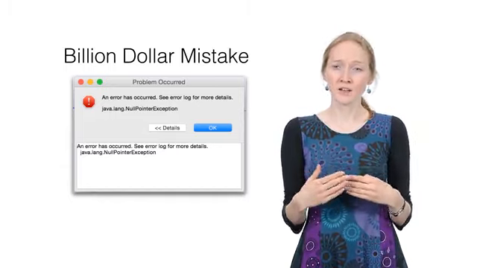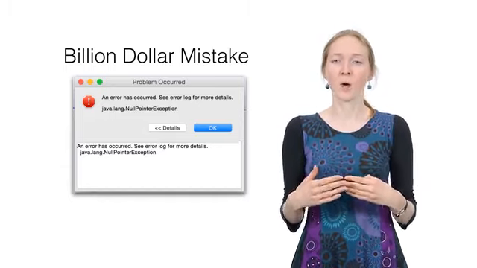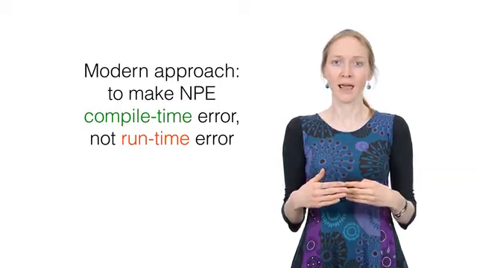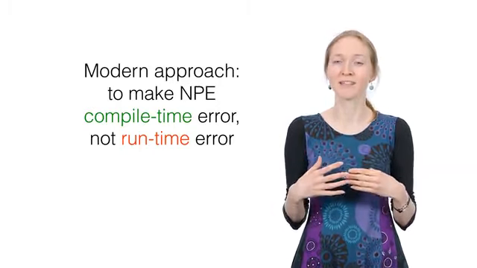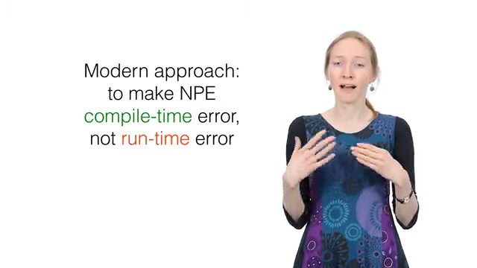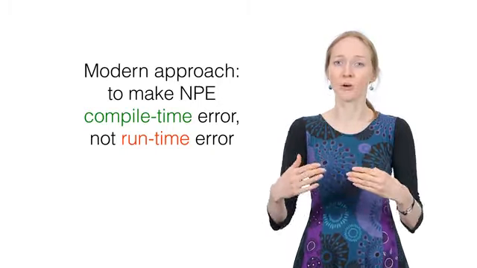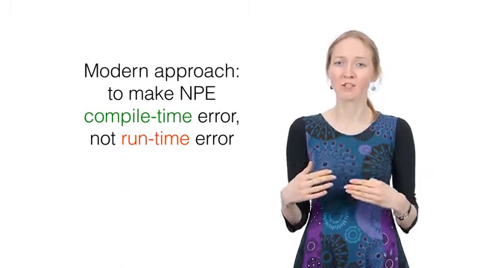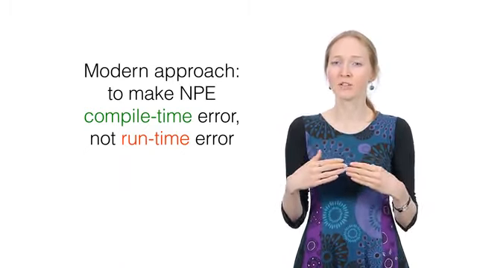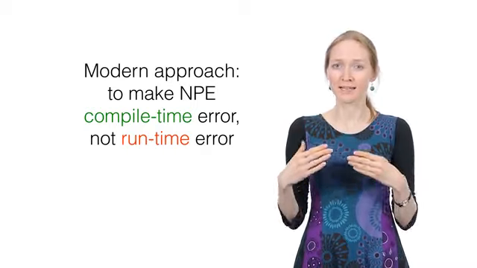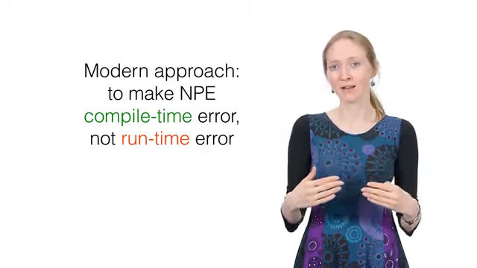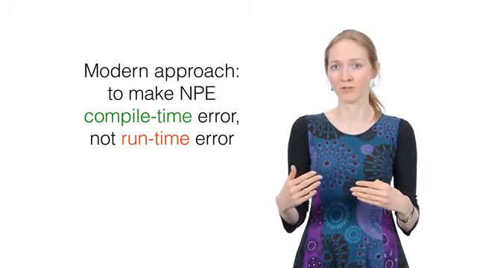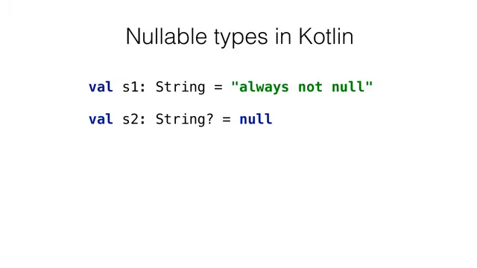And the current approach, the modern approach, which is not unique to Kotlin, is to convert these problems, these exceptions, from runtime exceptions to compile time errors, to make them compile time problems, so that we could prevent these exceptions when we write the code and compile it, rather than later in production. Kotlin distinguishes nullable types and non-nullable types.